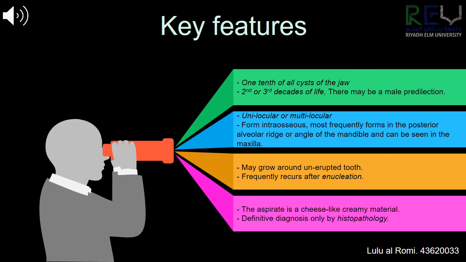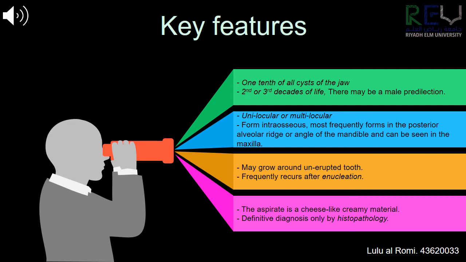The key features of OKC: it represents about 1/10 of all cysts of the jaw. It appears in the second or third decades of life, and there may be a male predilection. It can be unilocular or multilocular. It forms intraosseous, most frequently in the posterior alveolar ridge or the angle of the mandible, and it can be seen in the maxilla.